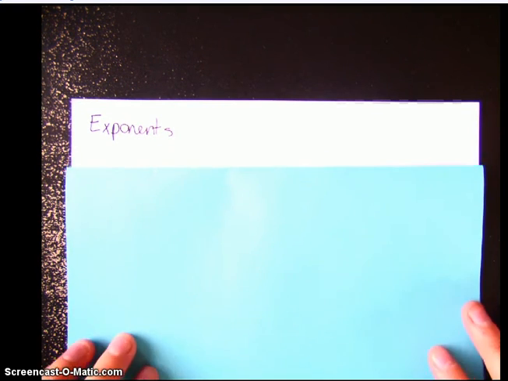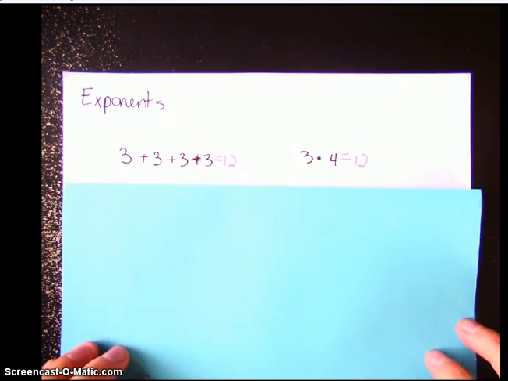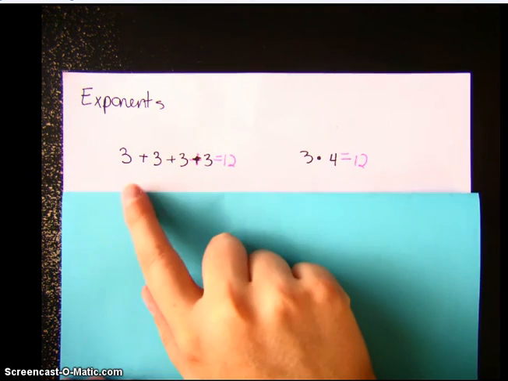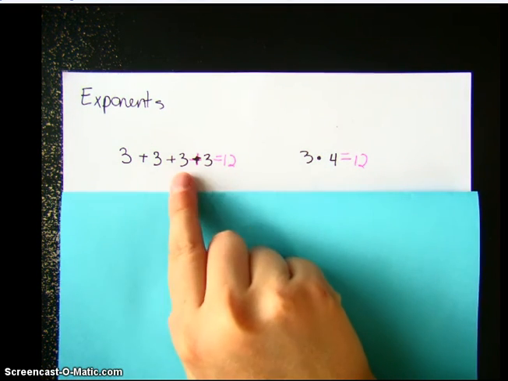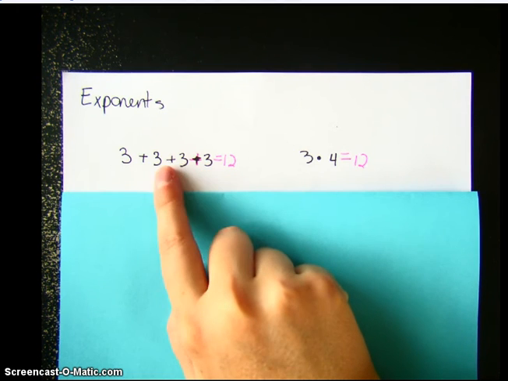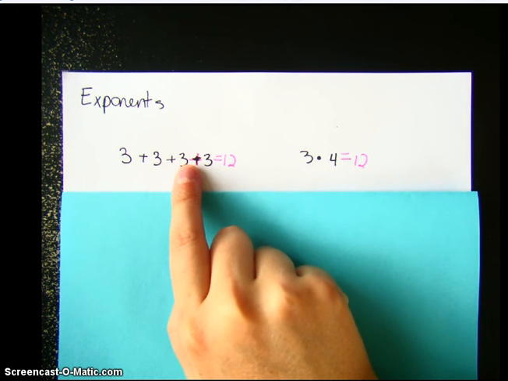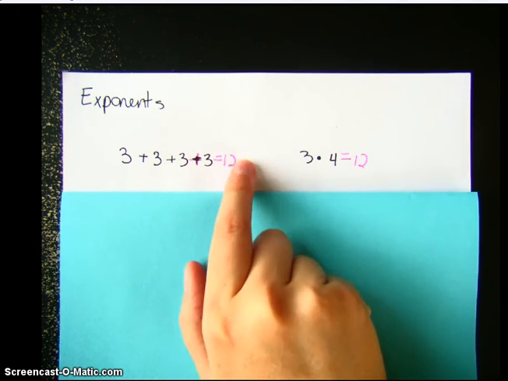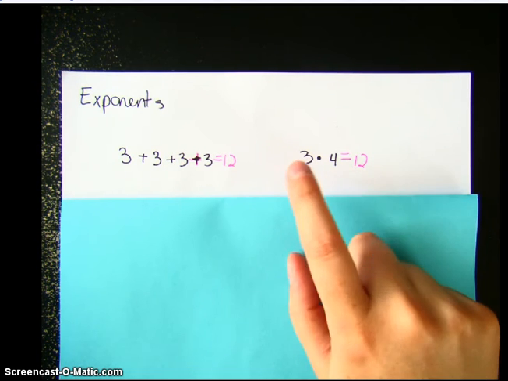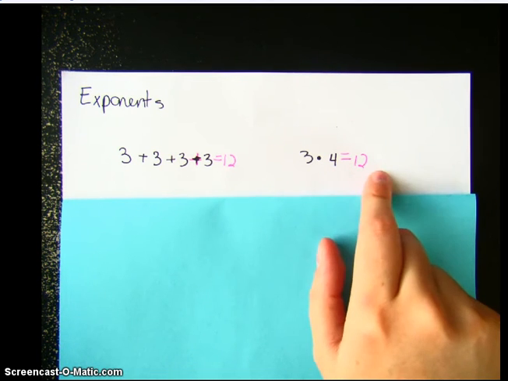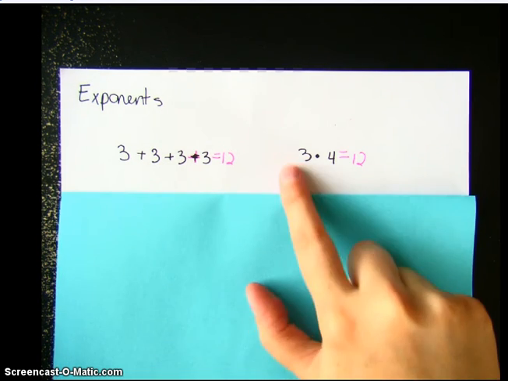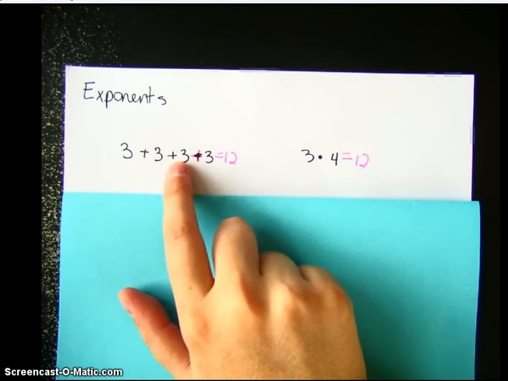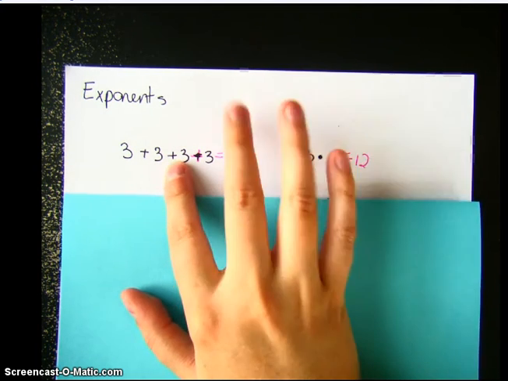Okay, so when you were in first or second grade, you learned how to add. Right? 3 plus 3 plus 3 plus 3. Well, 3 plus 3 is 6, plus 3 is 9, plus 3 is 12. Then you learned in third or fourth grade that 3 times 4 is 12. So really, in reality, multiplication is just repeated addition. Exponents are really similar.